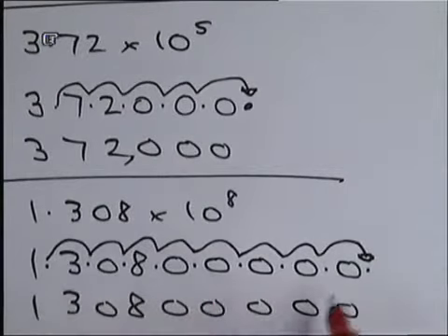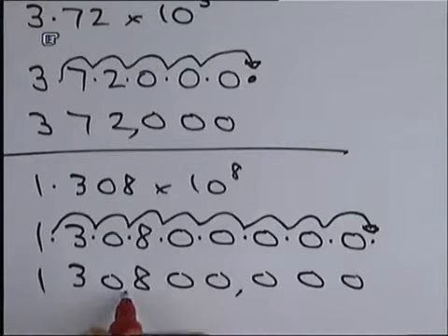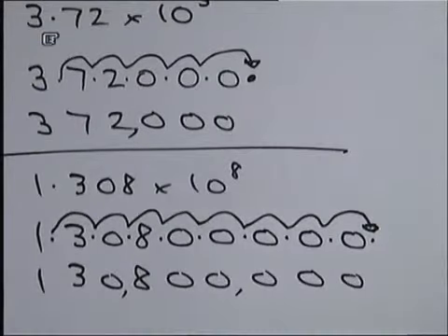Make sure you don't leave all these decimal points in. And then if you want to put the commas in from the back in groups of 3, you can do. So that number was 130,800,000. Let's look at some other examples.